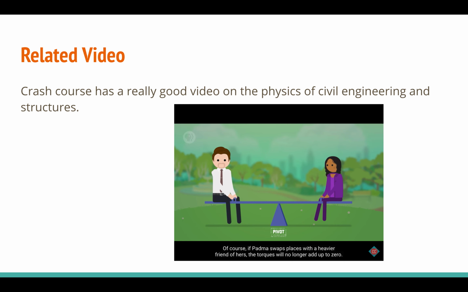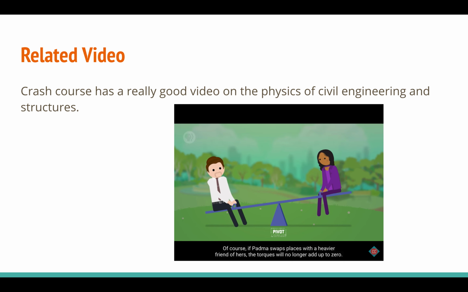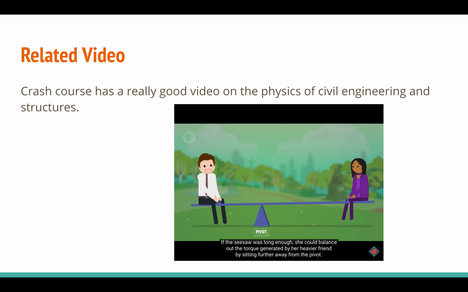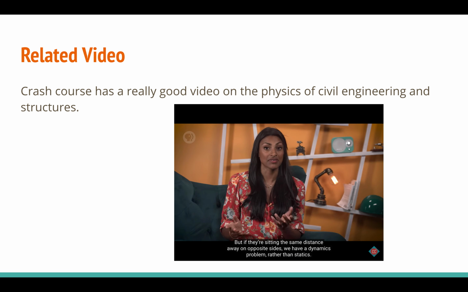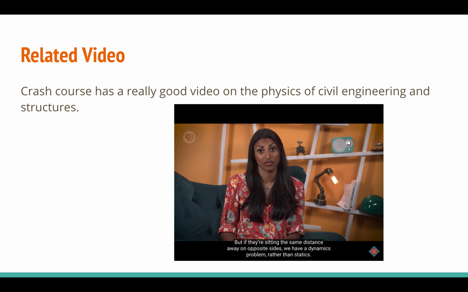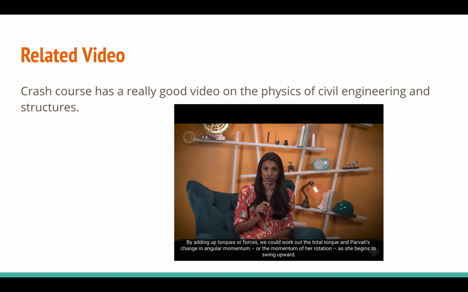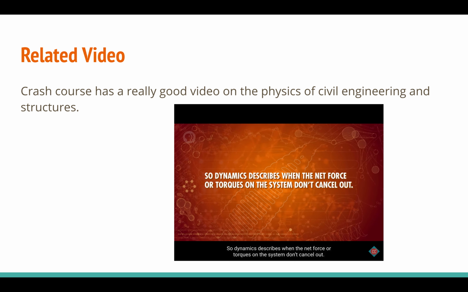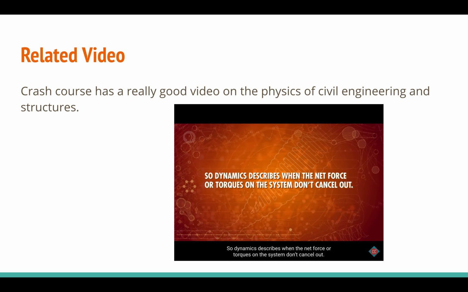Of course, if Padma swaps places with a heavier friend of hers, the torques will no longer add up to zero. If the seesaw was long enough, she could balance out the torque generated by her heavier friend by sitting further away from the pivot. But if they're sitting the same distance away on opposite sides, we have a dynamics problem rather than statics. By adding up torques or forces, we could work out the total torque and Parvati's change in angular momentum, or the momentum of her rotation as she begins to swing upward. So dynamics describes when the net force or torques on the system don't cancel out.